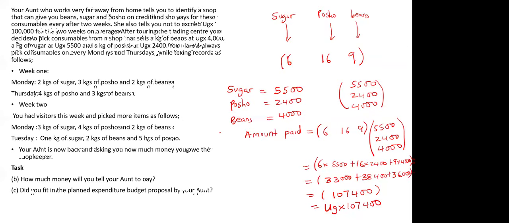Now, the last part, they ask us, did you fit in the planned expenditure budget proposal by your auntie? Now, we can first have people give us their proposal. Remember, the aunt told the gentleman, don't exceed 100,000. But according to what we have, it seems we have gone beyond. So let us hear what people have to say.